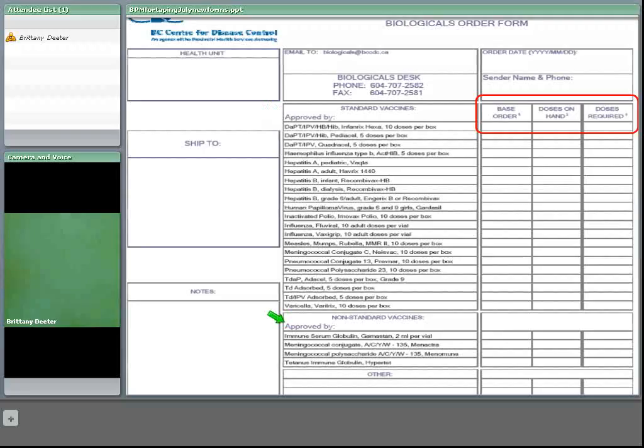And again, you just get a signature to approve it, and you're going to go ahead and either email it to the biologicals desk or fax it in, depending on what your process is. It's important also that you put your name and phone number so that if there are any questions, the biologicals desk can contact you and ask you, did you really mean to order 1,000 doses of immune serum globulin, for example, because last year you ordered none.